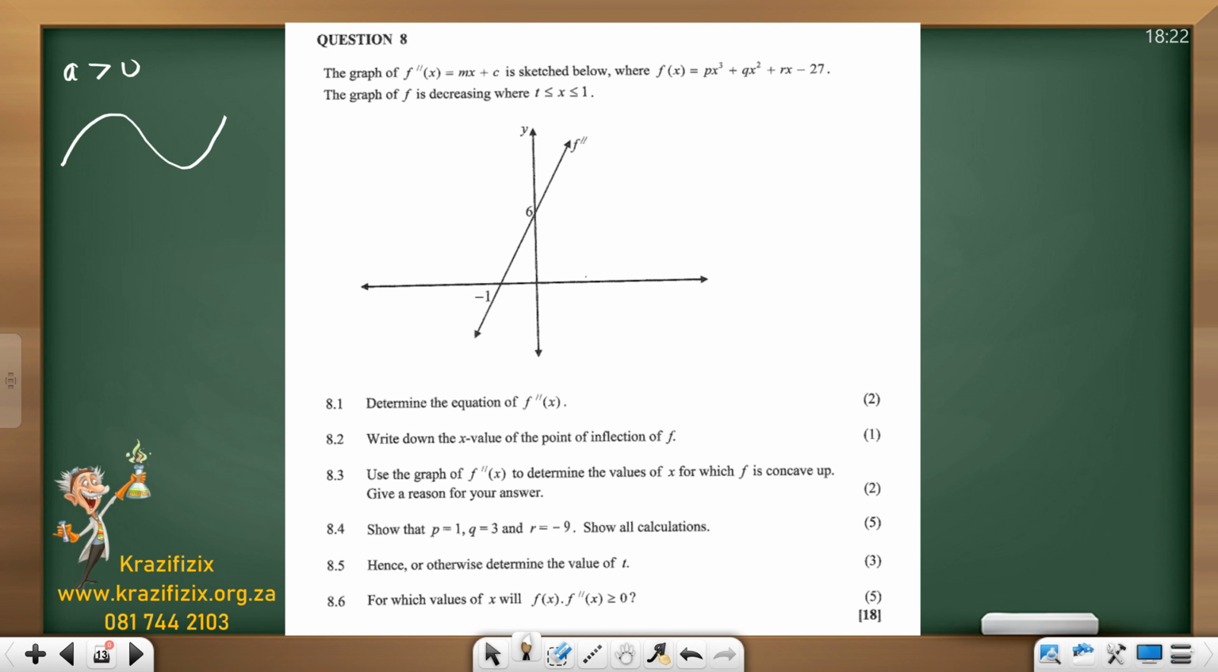All right. Now, it says determine the equation. This one is now just normal functions. It's a straight line, right? What do we need? We need the gradient. What's your gradient? Positive 6. Because m is y2 minus y1 over x2 minus x1. So what's my equation? 6x plus 6.